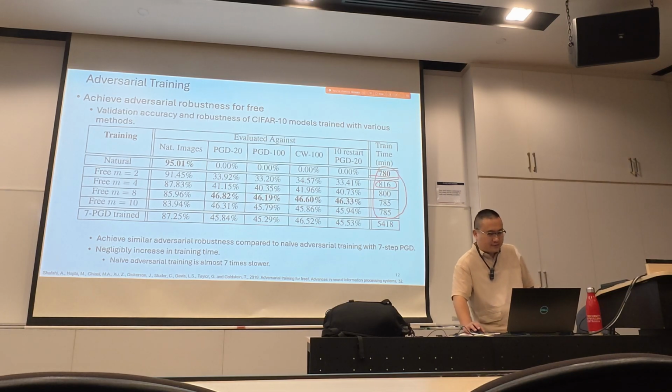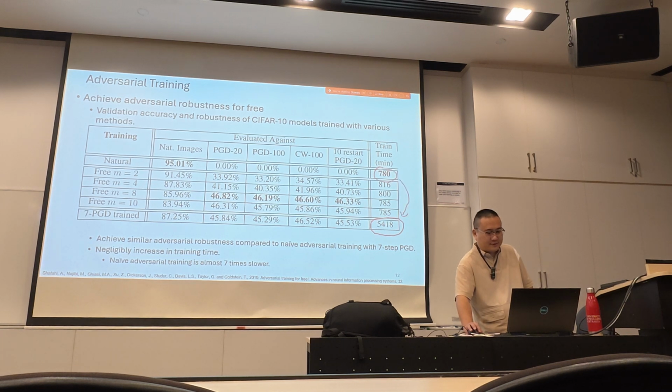However, if we run the standard adversarial training we have discussed, it is very slow. You can see a big increase in the training time. Compared to standard training it is almost 7 times. So can you see why this is 7 times? Why is it not 10 times or 20 times? It's around 7 times.